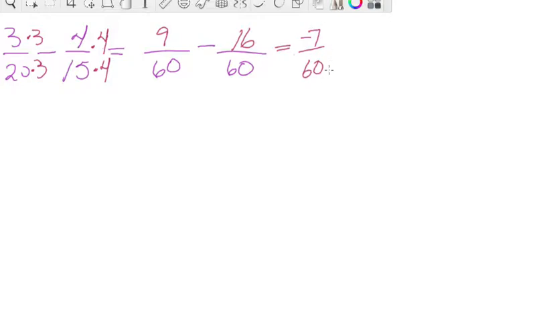We cannot simplify this fraction anymore because 7 is prime, right? And 60 is coprime with 7. In other words, they don't share any common factors. Okay? All right, let's go to the next page, folks.